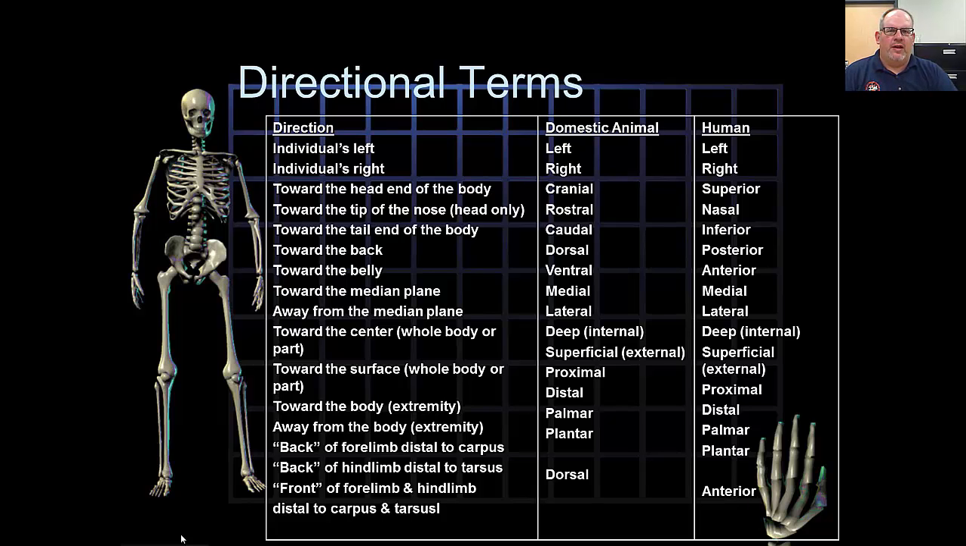We're also often looking to figure out if something is deep or superficial. So deep is towards the inside of the body, so your heart is deep, it's in the middle. Superficial means on the surface or the outside, so like your skin is superficial.